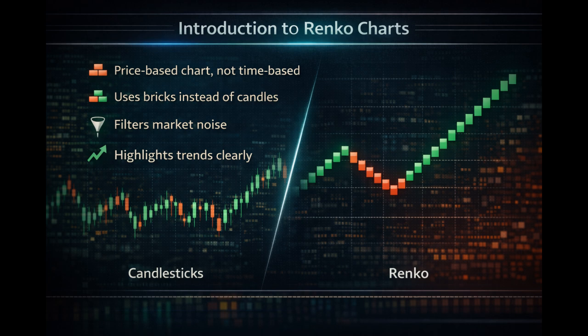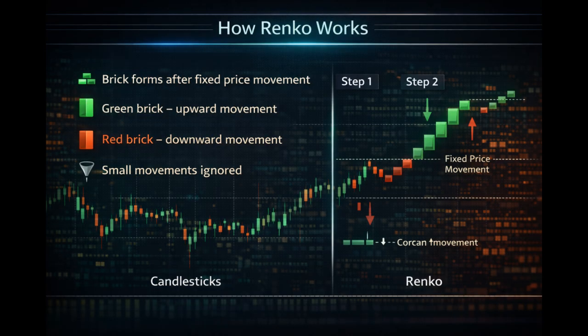For example, if Bitcoin is trading at $70,000 and the brick size is $100, a new upward brick appears when the price reaches $70,100. If the price falls to $69,900, a downward brick appears. Minor fluctuations smaller than $100 are ignored.